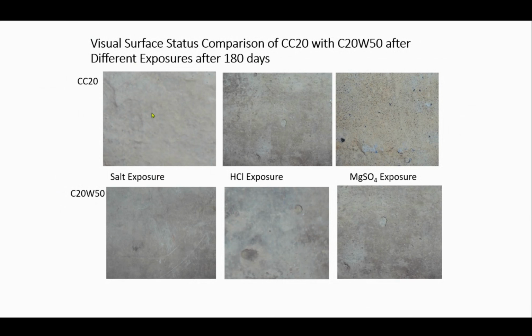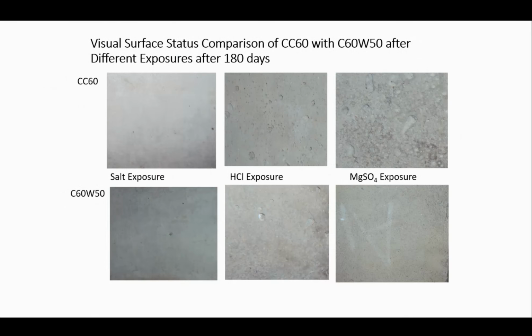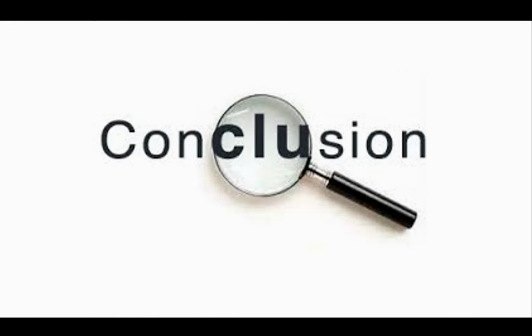So you can see when conventional concrete was there, the surface is not that much deteriorated in salt, but in HCl and MgSO4 it is deteriorated. You can see some change in color and some scaling. Okay, but here you can see not that much effect on the surface. So we can use that waste in concrete production, likewise in 40 grade, likewise in 60 grade.